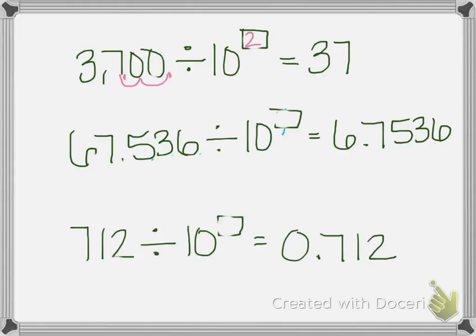Next, we have 67,536. Our decimal point starts here, and it moves between the 6 and the 7. So it goes 1, 2, 3, 4 spots to the left, so divided by 10 to the 4th. And the last one is 712 divided by 10 to the blank equals 712,000. So again, it starts here. Our decimal point moves right here. 1, 2, 3. So 10 to the 3rd.